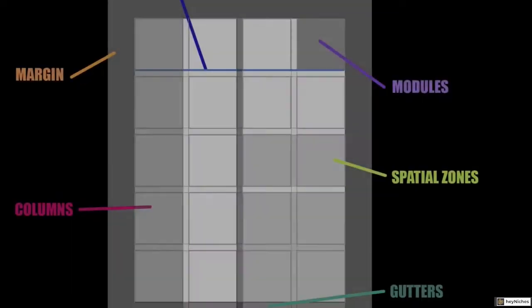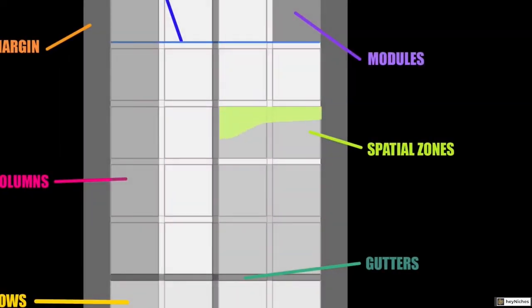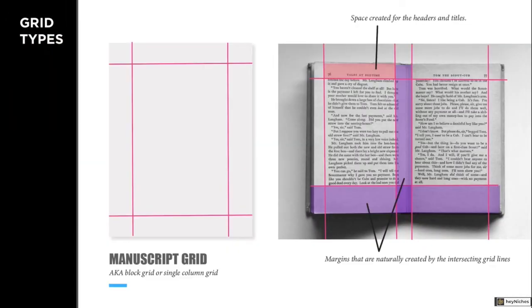Spatial zones consist of several modules to create blocks and content areas to give you a guide on placing photos and blocks of text. This can be large or small depending on the content. So grids come in many different varieties and flavors, and we'll review 4 of the most popular grid categories.